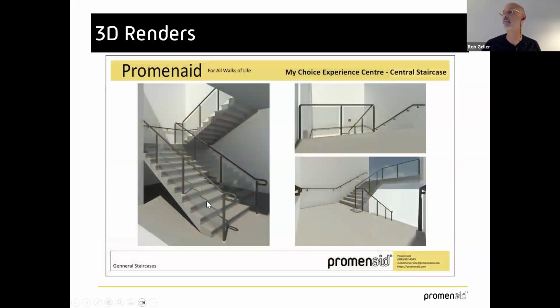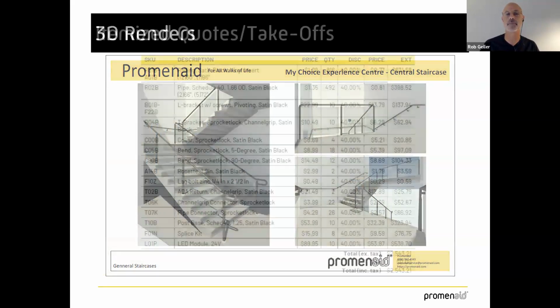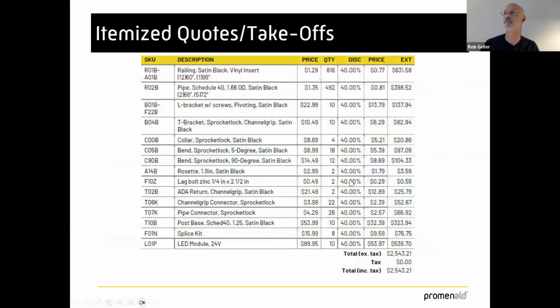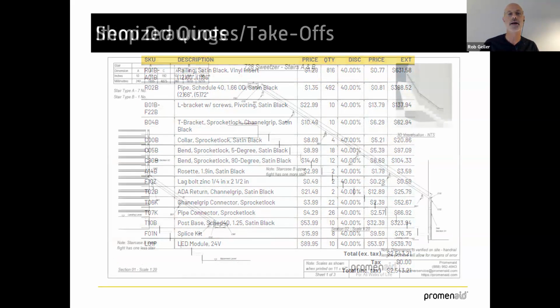So this is really standard support that we give for any job. Sometimes it's not really needed. It's just a straight railing, or a hallway railing, but still, we get very detailed with the quotes and the takeoffs we provide, almost right down to the individual screw.